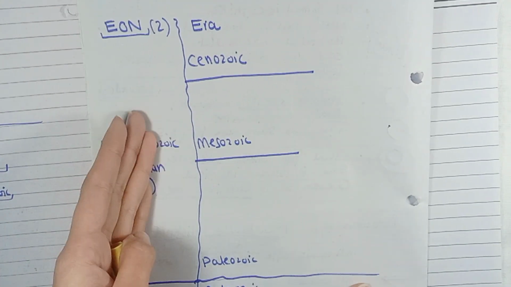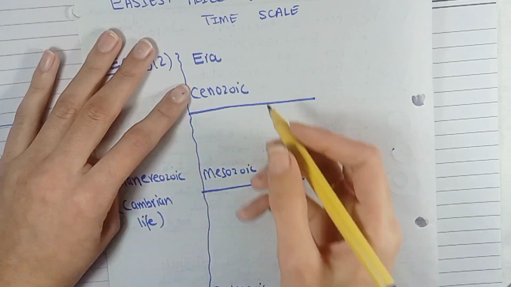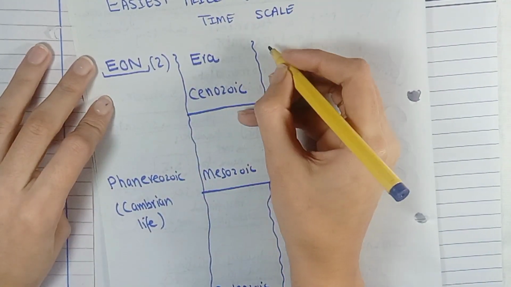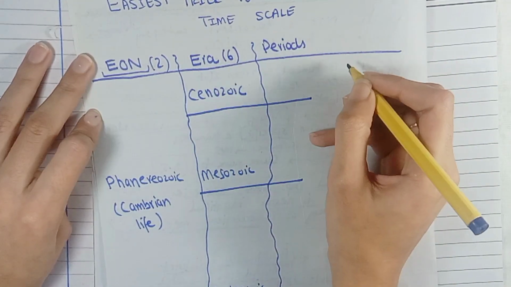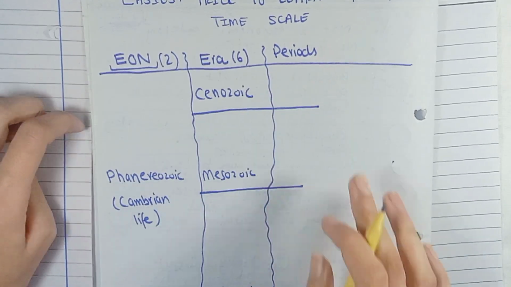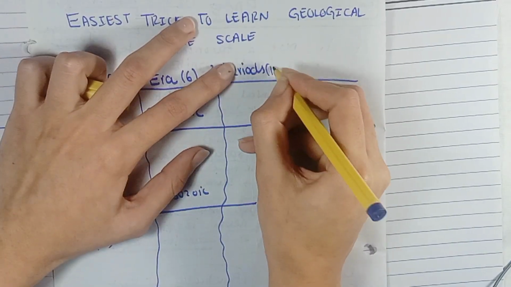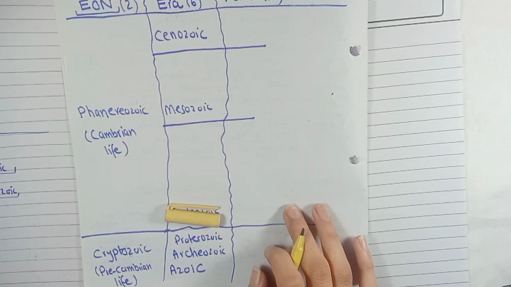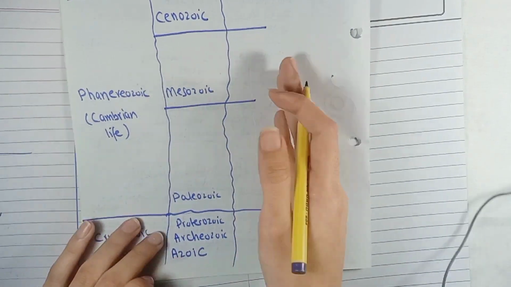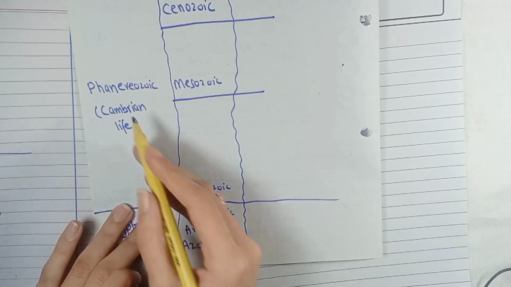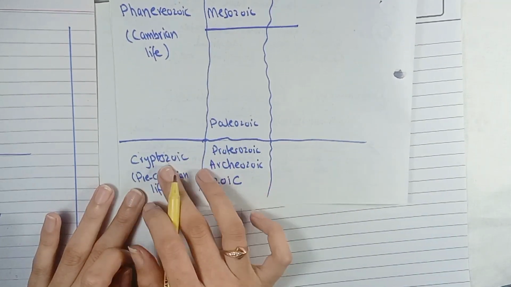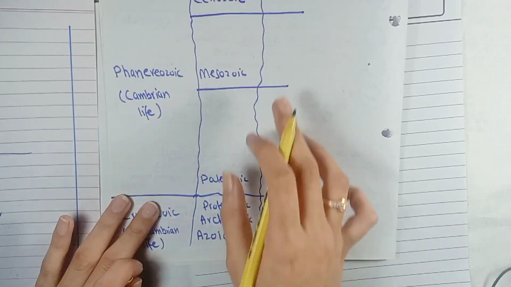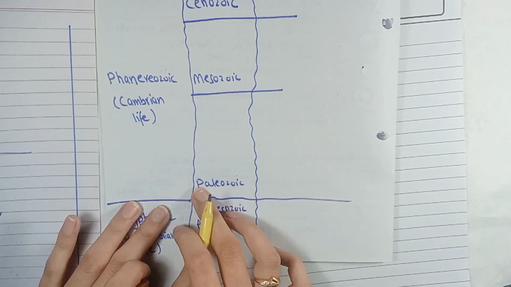Now the eras are further divided into periods. So we will draw our vertical line, and now we will give the heading for periods. Eras were 6. If I talk about periods, there are 12 periods which we are going to write. Keep in mind that periods start from Cambrian life. In the Cryptozoic Eon there are no periods. The periods start from the Paleozoic era.